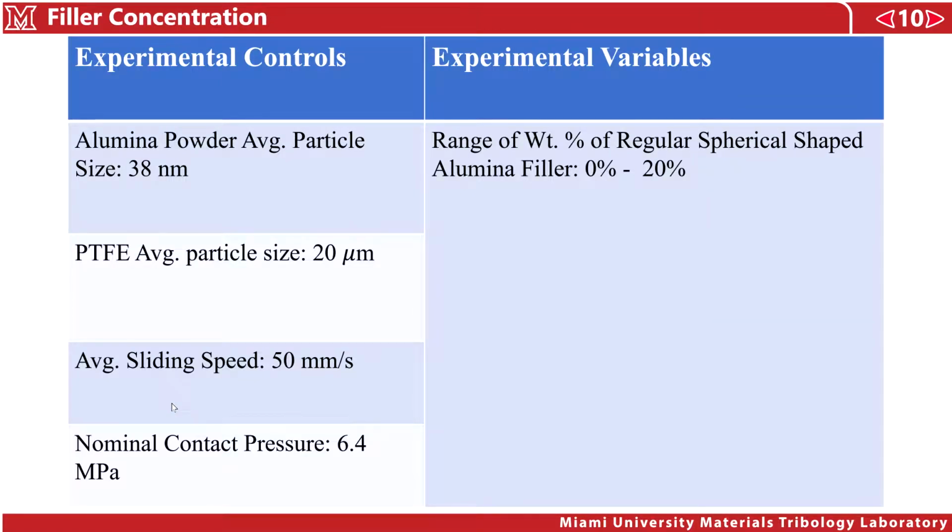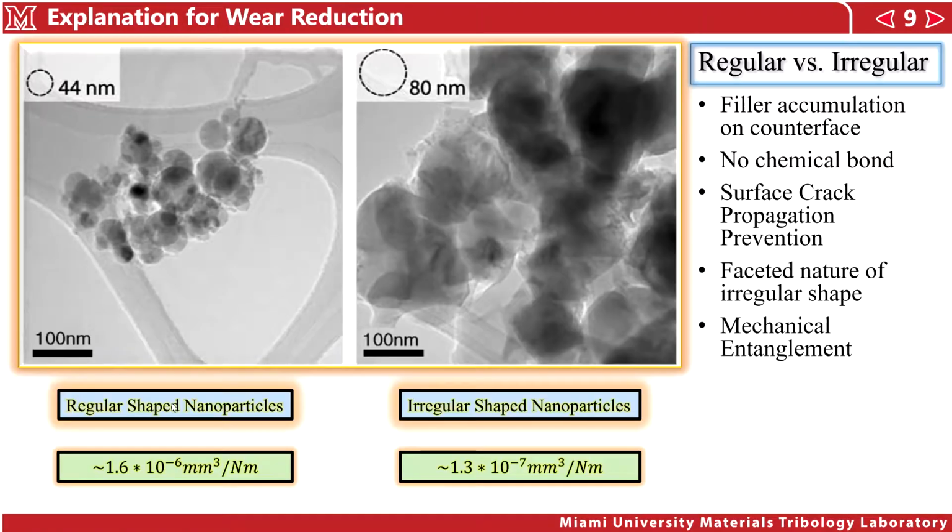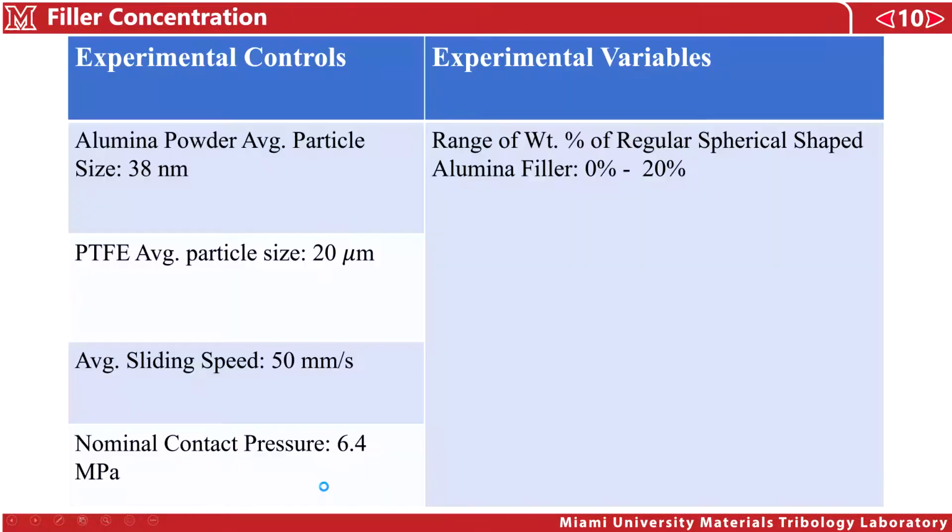This is the third topic that I'll be discussing, which is the filler concentration. So in this study, the research group changed the filler concentration from 0% to 20%, and this is the study which reports this particular value, 1.6 times 10 to the negative 6. They used alumina as their filler, and the size of the filler was approximately close to 38 nm.